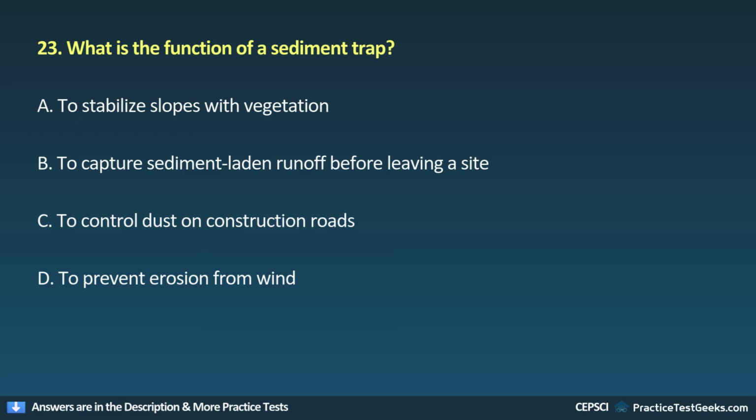23. What is the function of a sediment trap? A. To stabilize slopes with vegetation. B. To capture sediment-laden runoff before leaving a site. C. To control dust on construction roads. D. To prevent erosion from wind.